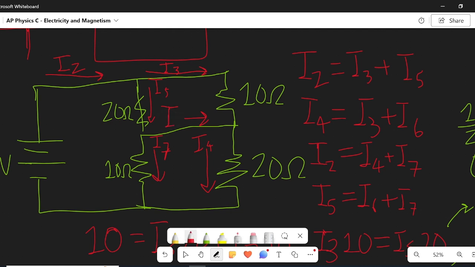So our answer for I for this problem is negative 0.25 amp. That means essentially the current is flowing in the opposite direction at a current of 0.25 amp.